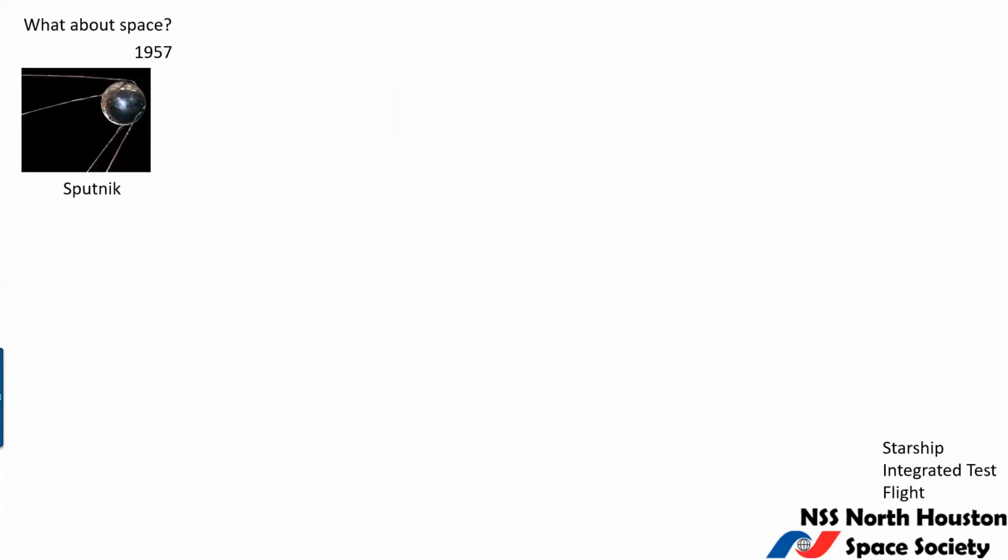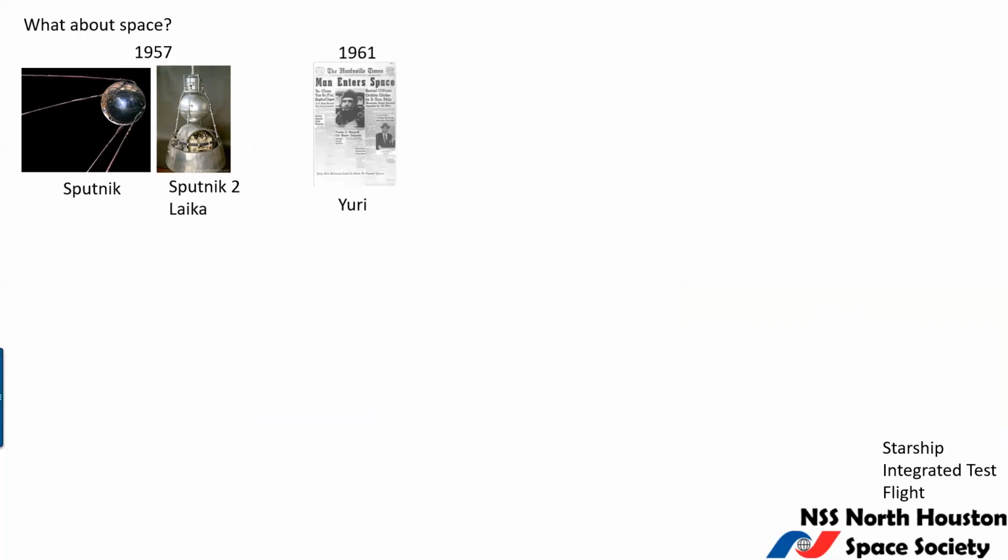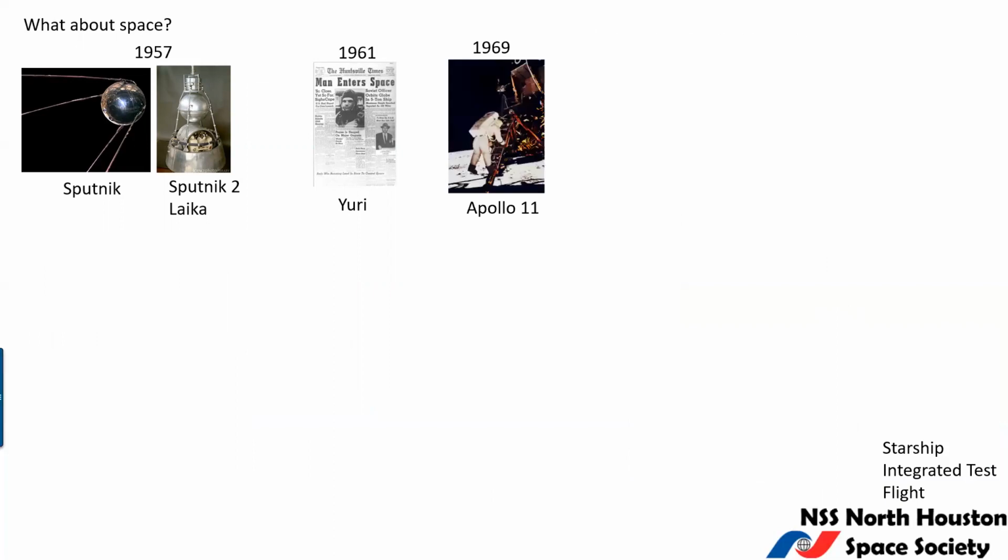Well, let's talk about space for a little bit. So 1957, the very first object to orbit the Earth, Sputnik. And then just a few months later, the very first living thing to orbit the Earth, the dog Laika, Sputnik 2. And then, of course, 1961, Yuri did his flight, the very first man to go around the Earth. And in 1969, the same year as that Boeing 747, we also landed on the moon.